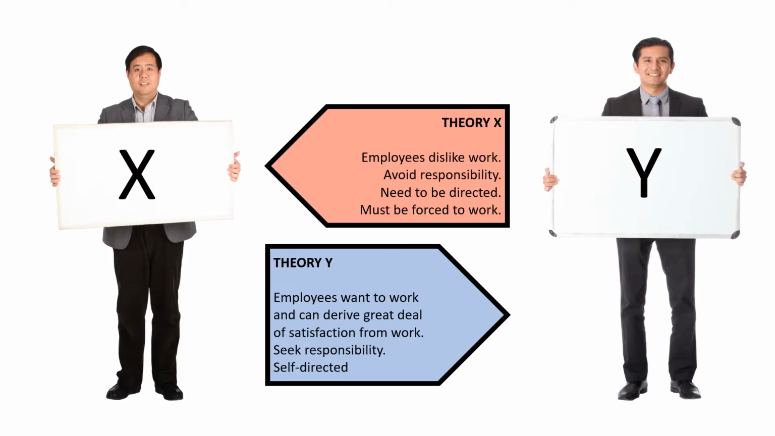Okay, so basically we can say that under theory X, employees dislike work, will try to avoid responsibility, need to be directed, and must be forced to work. While for theory Y, employees want to work and can derive a great deal of satisfaction from work.